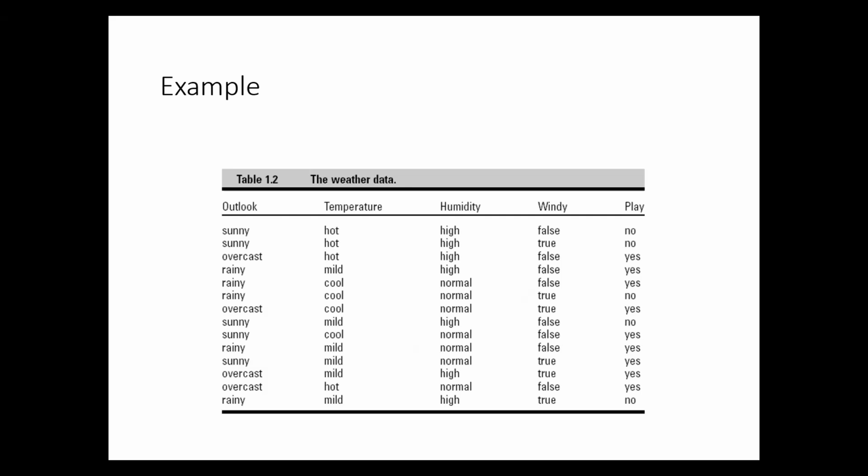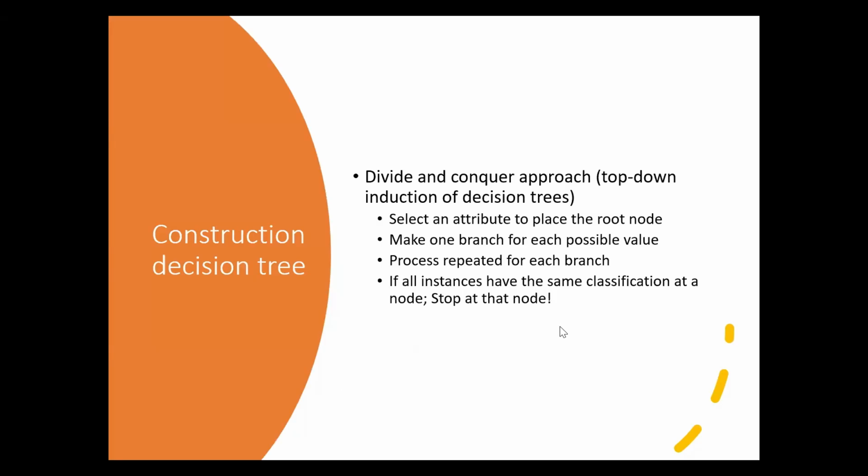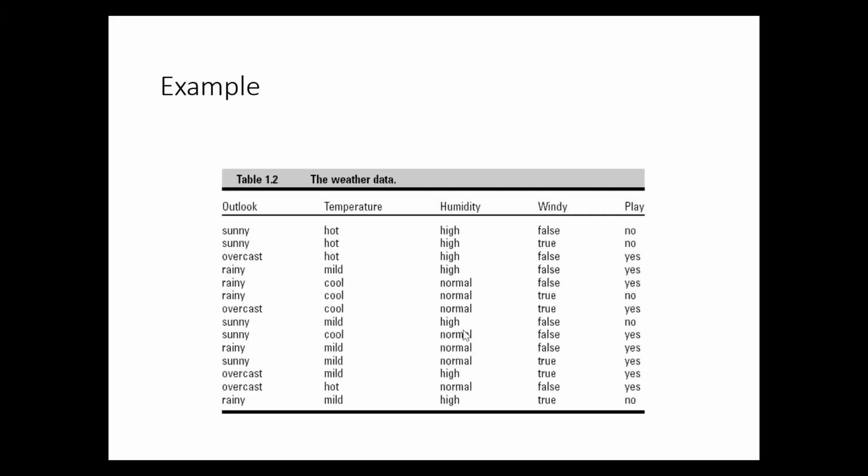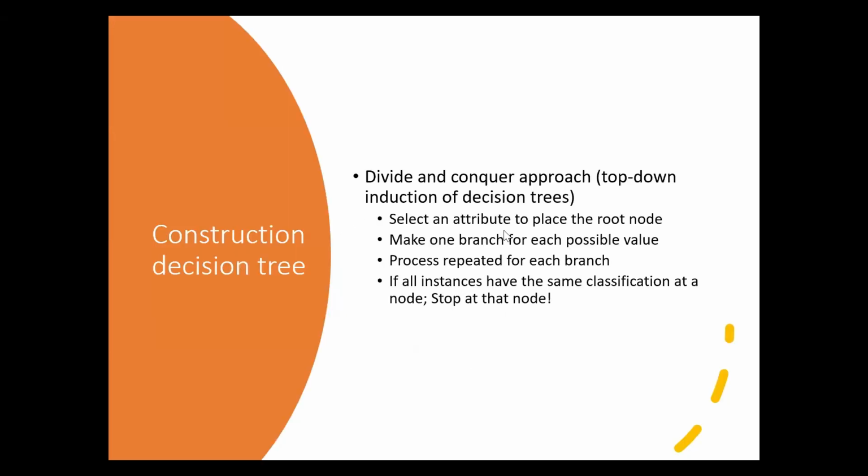The question is how. First of all, you need to decide which attribute you are going to use. Out of the 4 attributes, outlook, temperature, humidity, and windy, we need to select one to put as the root node. Once you do that, for each attribute value we create branches, and you repeat this process. How do you end this? If all the instances in a node have the same classification, we stop at that point. That's where we define the leaves. And now, how do we generate it?